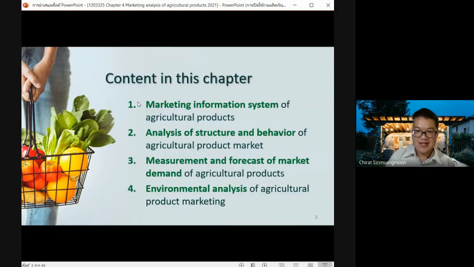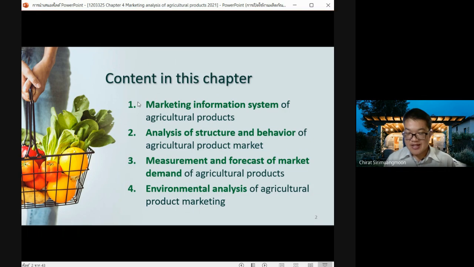So here we go. What we'll include for this chapter: the first thing I would like to talk about is MIS, or Marketing Information System. You might hear these words a lot, but what actually is this in agricultural products marketing? This is something you must know. Then I will go over the analysis of structures and behaviors of the agricultural products market. We have many types of structures, behaviors, and markets, so you will know all of that today.